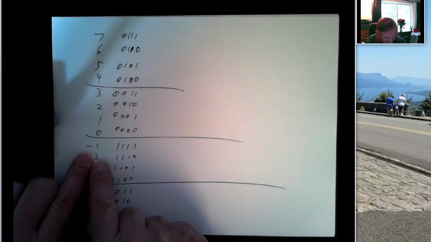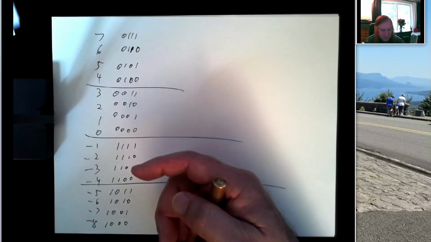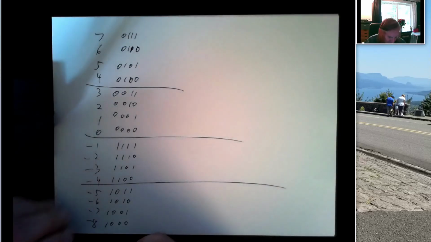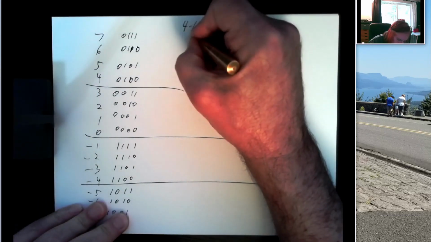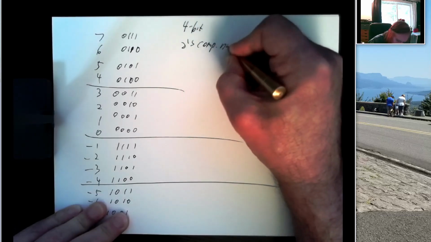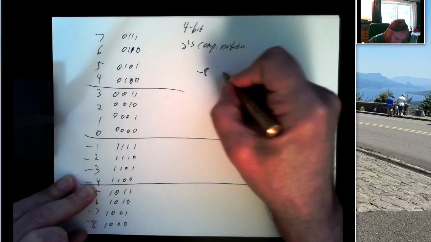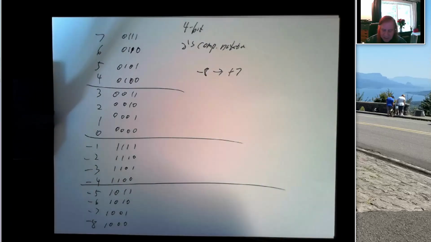Because if I add this thing to it, I get to 16, and in 4 bits, 16 looks like 4 zeros. That extra 1 falls off the end. So this is for 4-bit 2's complement. And you notice we can represent numbers from -8 to +7. It's not symmetric. We cannot do +8.